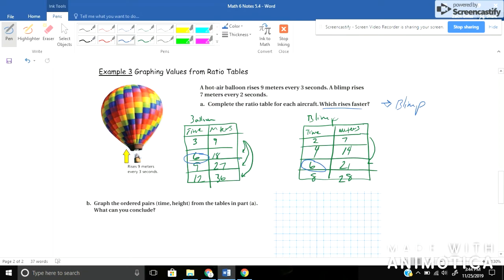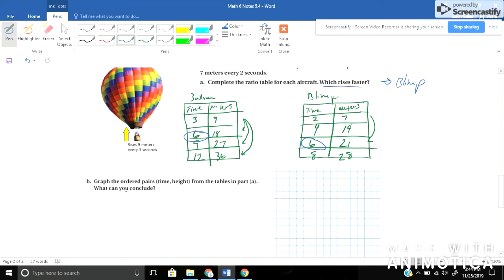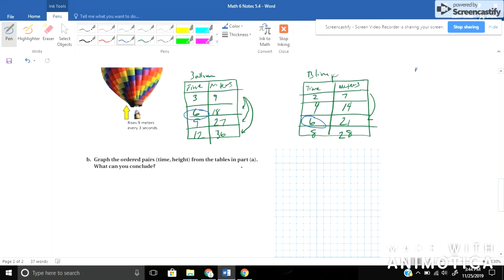Right? And then it asks us to graph this for letter B. Graph the ordered pairs, time, comma, height in the tables. And what can you conclude? All right, so let's use two different colors here. For the balloon, I'll use green. So time, height: after 3 seconds, it was 9. What are my other points? After 6 seconds, it was 18. 9 seconds, it was 27. And 12 seconds, it was 36 meters. And for my blimp, I'll use red here.